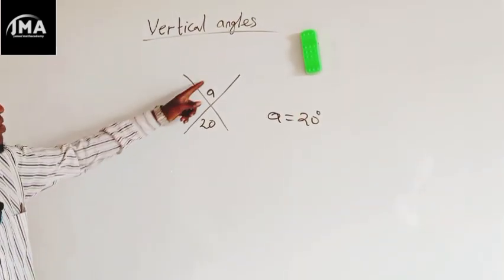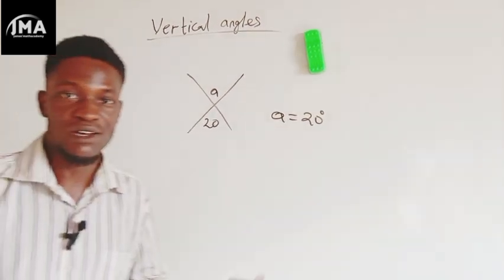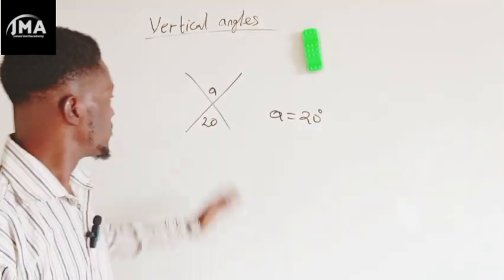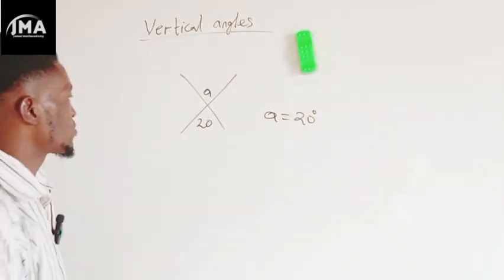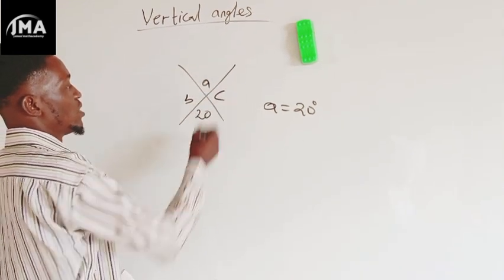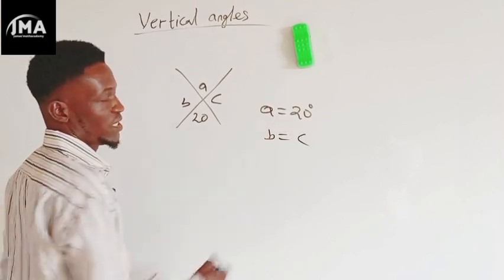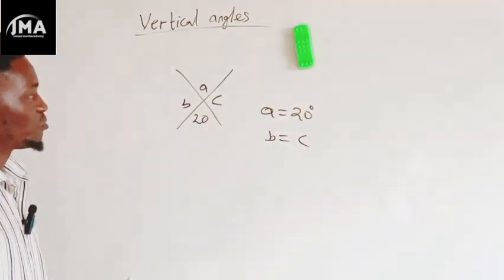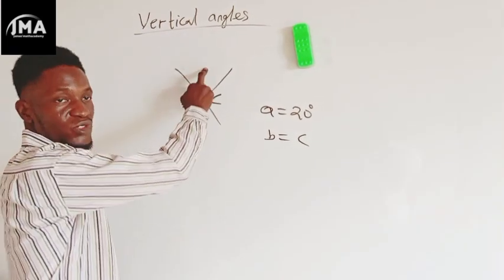Because vertical opposite angles are equal. Okay, that is the basic concept of vertical angles, that the vertical opposite angles are equal to each other. So let's assume that this one is B and this one is C. It means that this B is equal to C.